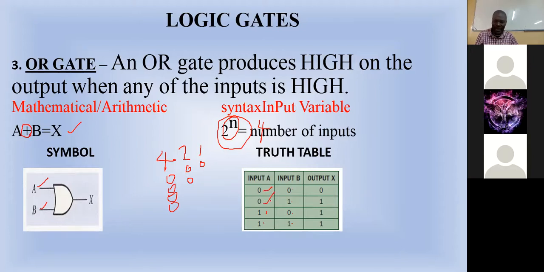Why are we ending at this level? We have been restricted by this formula, that the variable outputs are only going to be 4, because 2 to the power 2 is equal to 4. That n stands for the number of inputs.